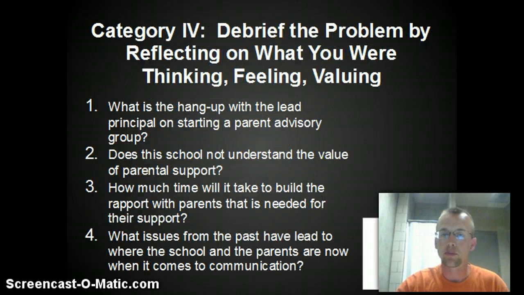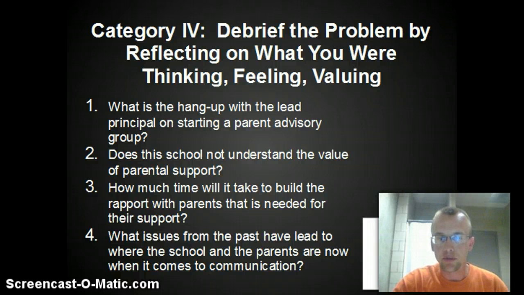Category number 4 is debriefing the problem by reflecting on what you were thinking, feeling, and valuing. First thing that I was thinking about was, what's the hang-up with the lead principal on starting a parent advisory group? Is it that he's had some bad relations with some parents and that's why? Or is it he's never been in a situation where parents were heavily involved and he doesn't know how to act and how to get them involved?